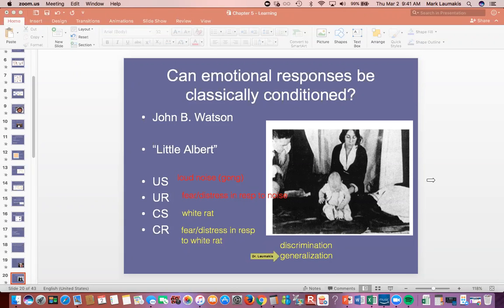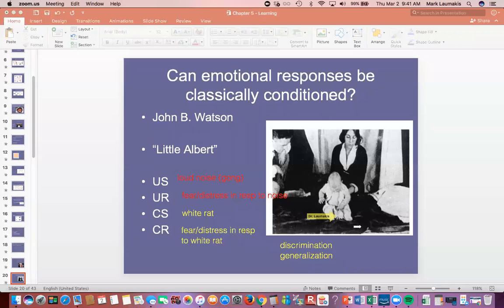There was also some evidence of generalization, in that other furry white or gray objects were able to elicit a fear response in little Albert. So a white rabbit, similar enough to a rat, that the fear and distress response generalized to the rabbit. A dog with white fur, for example, would be another example of a stimulus to which Albert's fear or distress response would generalize. A fur coat, a Santa Claus mask, even Watson's sort of graying hair might be enough for Albert to have a fear or distress response to that.